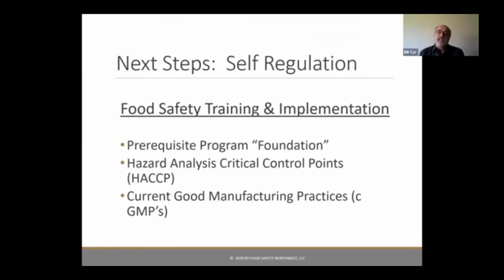And this last slide is really what has to happen. It's a commitment for self-regulation. It starts at the training level, and with training, then you will have a person within your organization as the trainer for your company and building out your prerequisite program, your HACCP program, and your GMP, CGMP program. So self-regulation is, in my opinion, what we need to do.